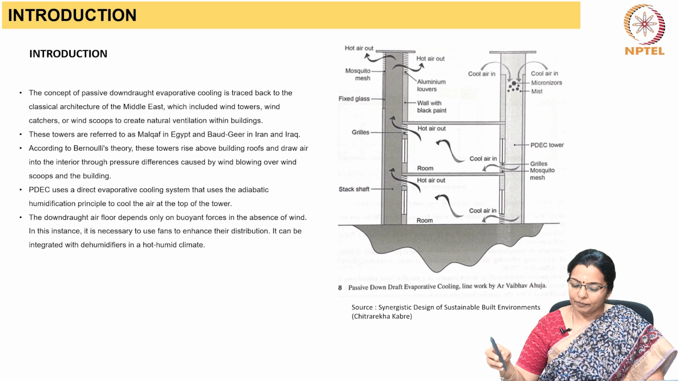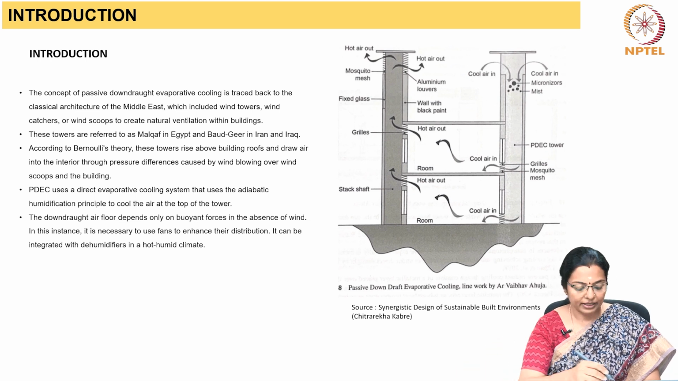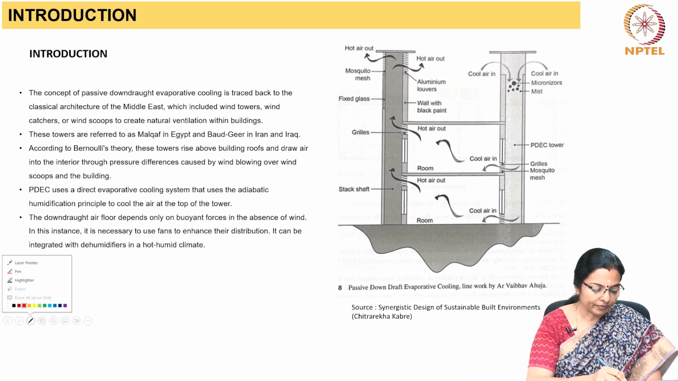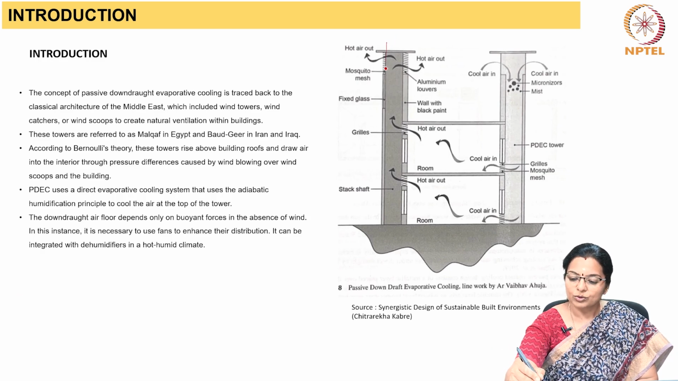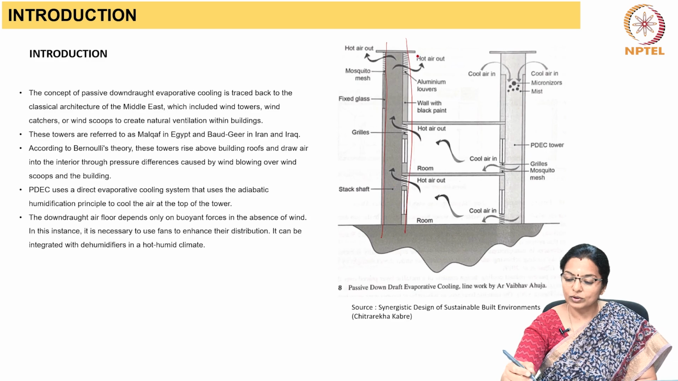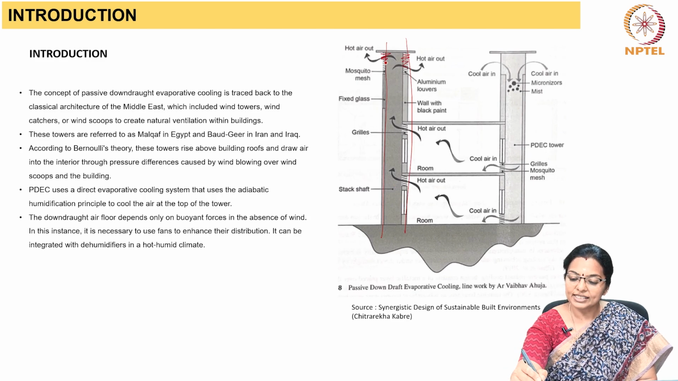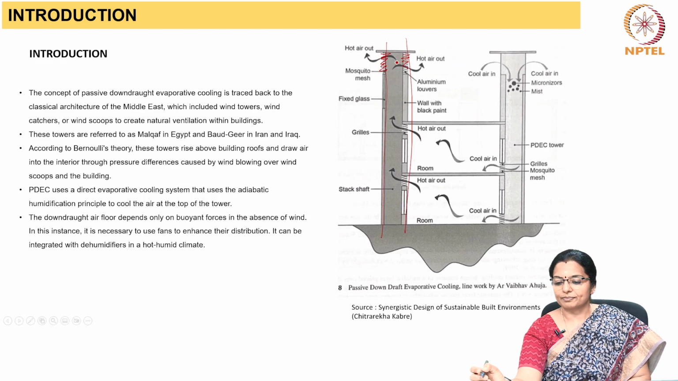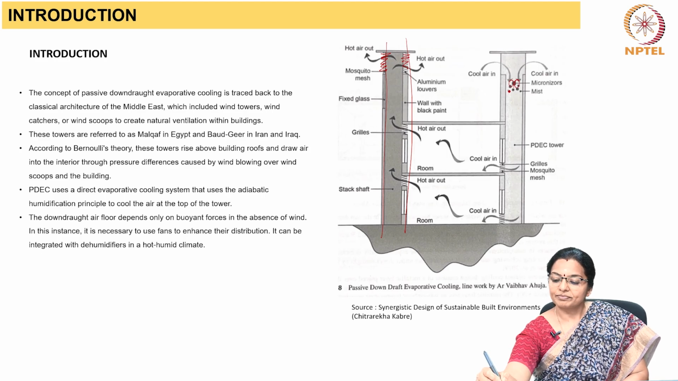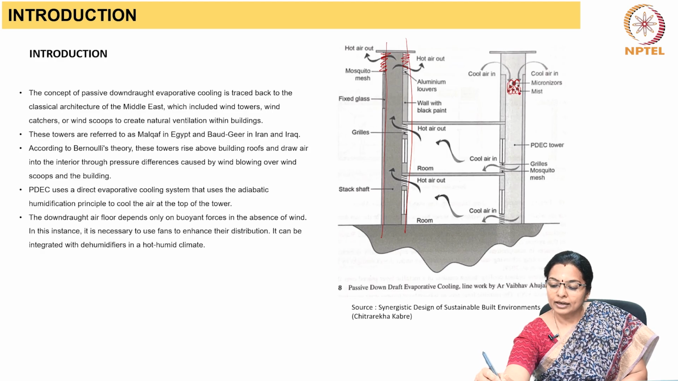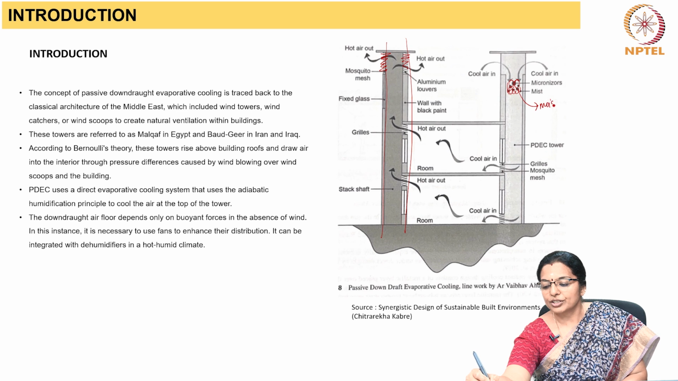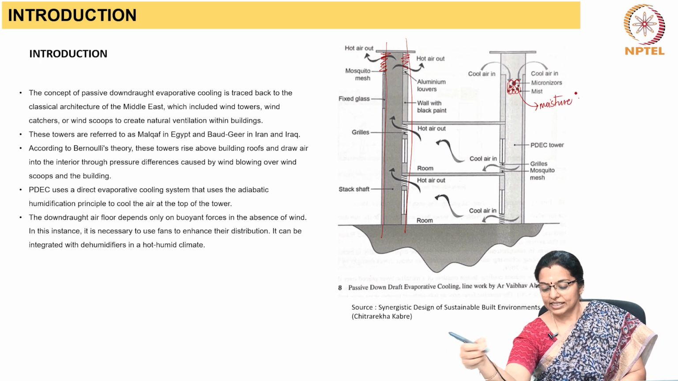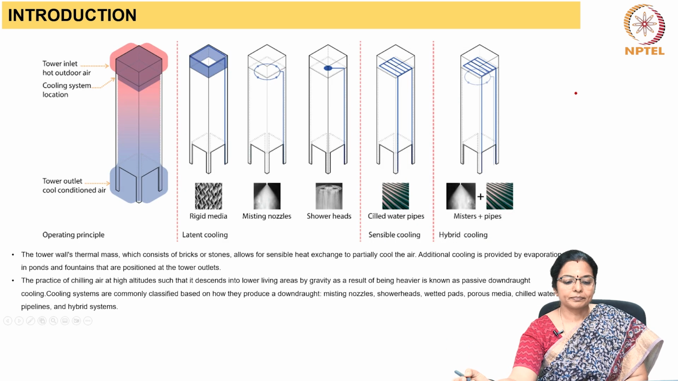So you can see that the passive downdraft evaporative cooling system has a tower. So the inspiration for these towers with their outlets is vernacular architecture. Sometimes water droplets are added to increase its moisture. We will see this in detail in the forthcoming slides.